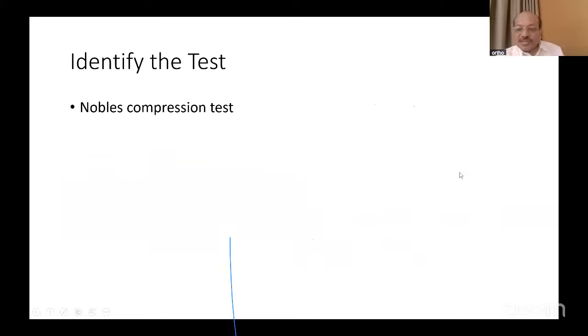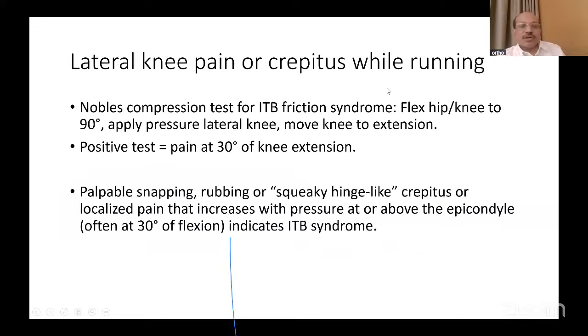Now these are the steps. We have to press the iliotibial band on the lateral side, flex the hip and knee 90-90, and gradually extend. If the patient is complaining of pain at 30-degree flexion to knee extension, it is positive. It may be pain or a palpable snapping, rubbing, a quick hinge-like crepitus. So everything will diagnose iliotibial band syndrome.